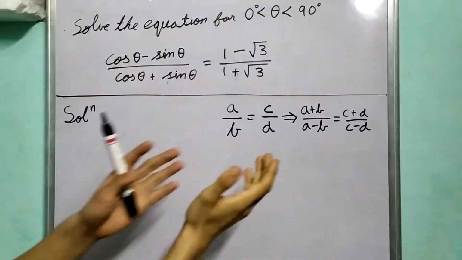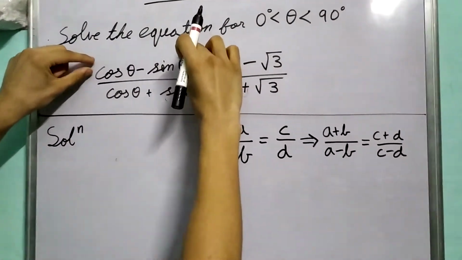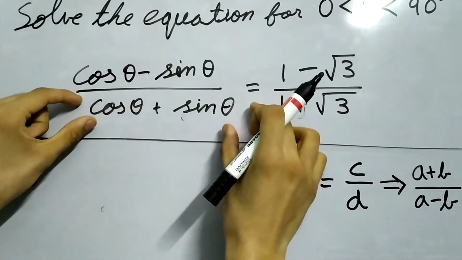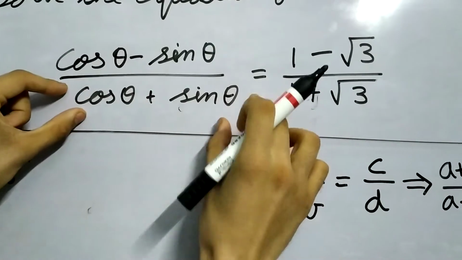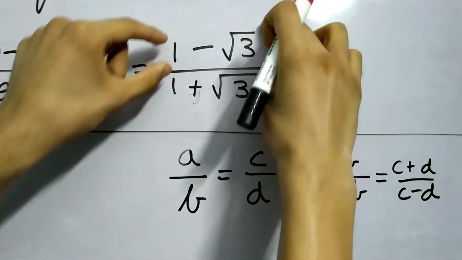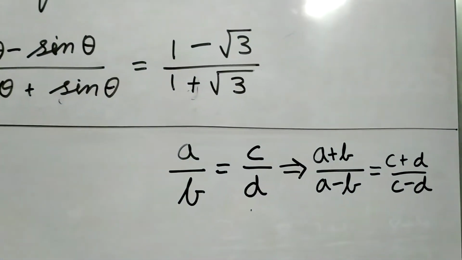Now how can we use this here? What if we consider cos theta minus sin theta as A, cos theta plus sin theta as the denominator, B in this case, and C as 1 minus root 3 and D as 1 plus root 3. So how do you work this out?